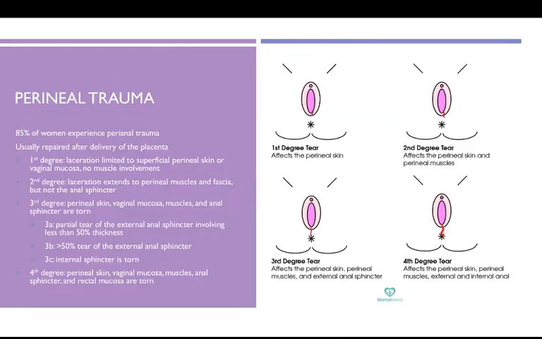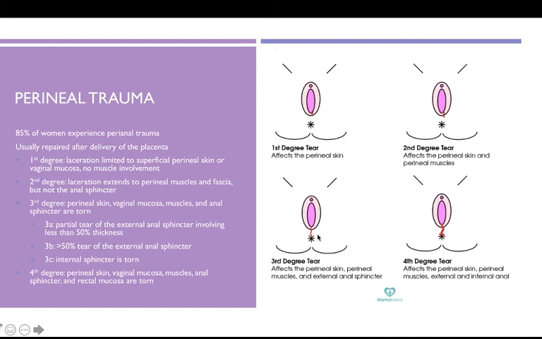Okay, so perineal trauma. 85% of women experience perineal trauma. It's usually repaired after delivery of the placenta, and you have different degrees. First degree is a laceration limited to superficial skin or vaginal mucosa, with no involvement of any muscles. Second degree affects the skin and also the perineal muscles, but it doesn't include the anal sphincter.